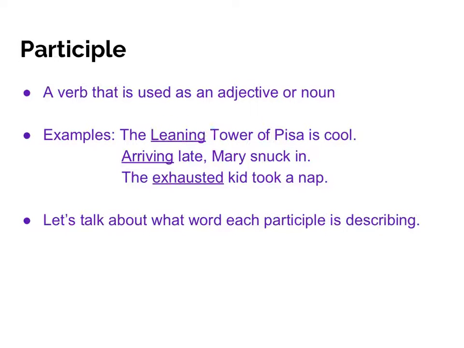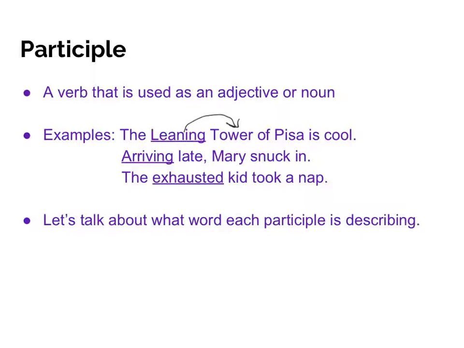Leaning is a verb. I could say, I lean on the desk. Lean is a verb, but in this case, the word leaning is describing the tower. It's describing what the tower looks like. So this verb is being used as an adjective. Here's another one. Arriving late, Mary snuck in.